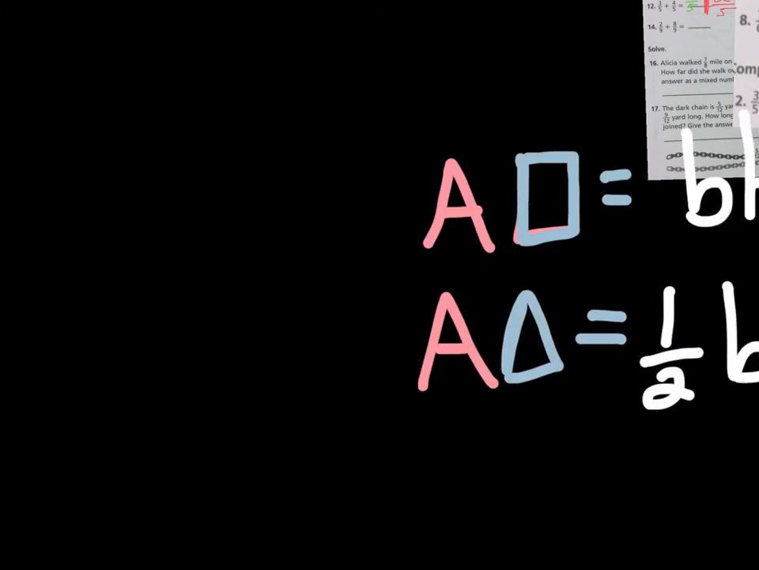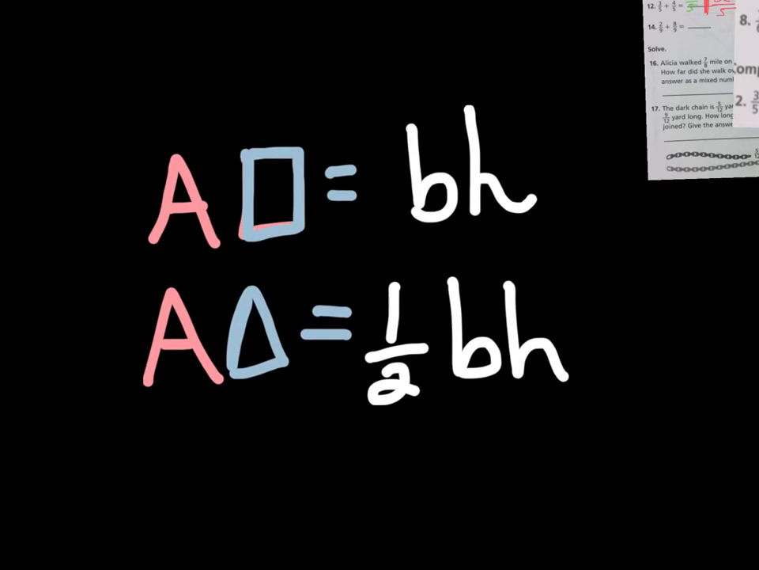And then lastly, on the back side, we discussed our area formulas again. Area of a triangle and area of a parallelogram. So base times height for the parallelogram, and area of a triangle is 1/2 base times height.